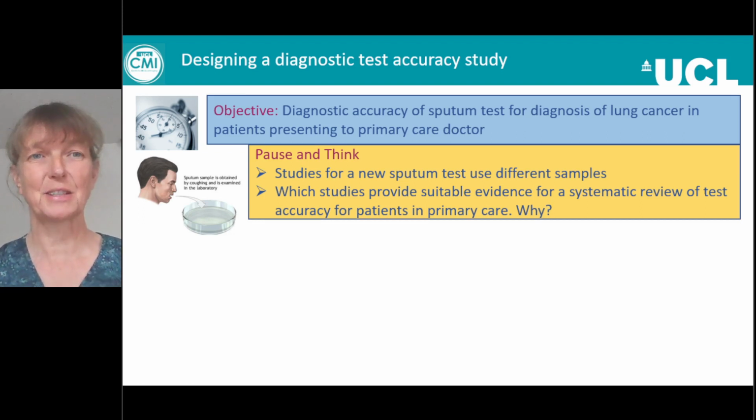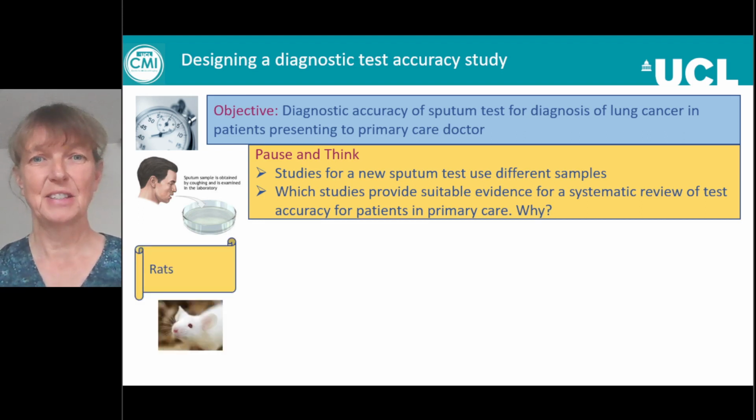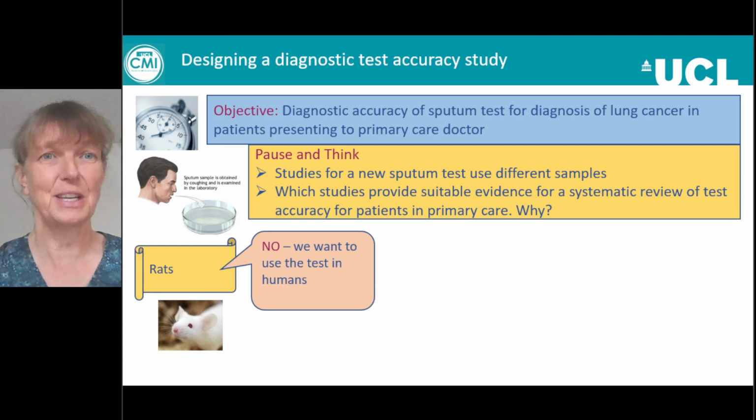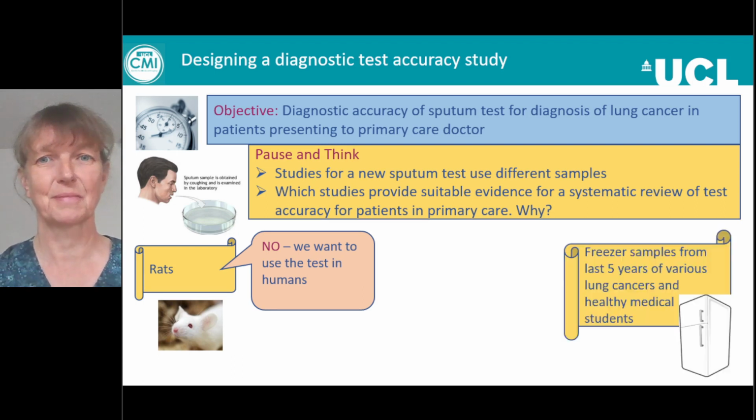Okay, welcome back to the pause and think exercise. So did you want to include the studies of rats in your systematic review of test accuracy for patients in primary care? No. The reason is, while a study in rats is a fine study as you're in the early stages of developing a test, it's not going to tell you anything about how the test will perform in humans. We want to use the test in humans. We need data from humans.